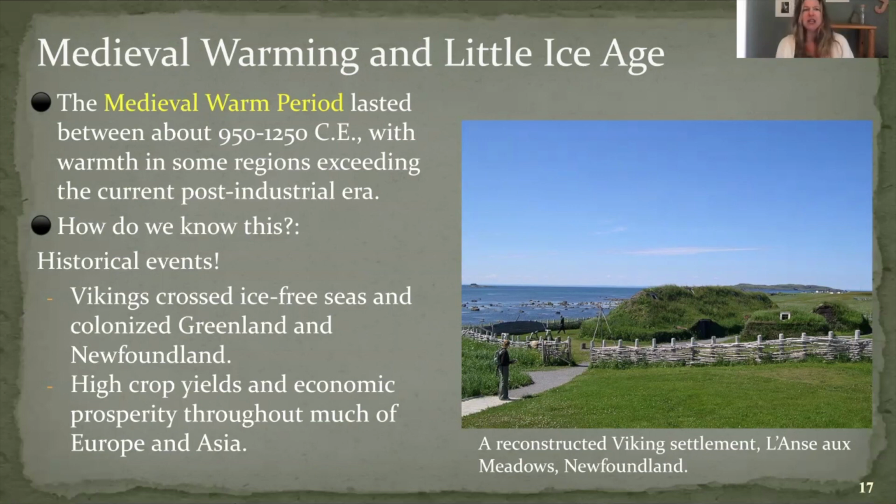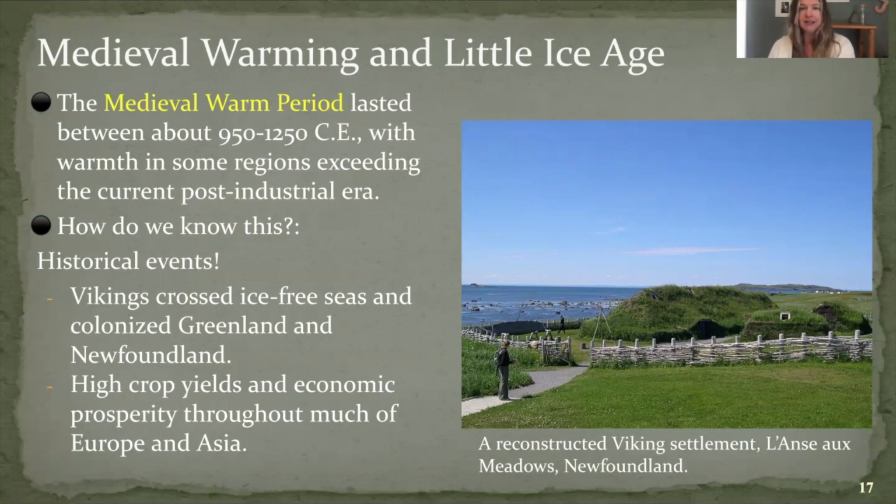So how do we know this? Historical events, things that were happening at the time. The Vikings crossed the ice-free seas and colonized Greenland and Newfoundland. There were high crop yields, meaning there's a lot of really delicious stuff to eat that was grown from the ground, and economic prosperity throughout much of Europe and Asia.